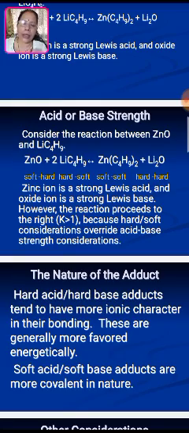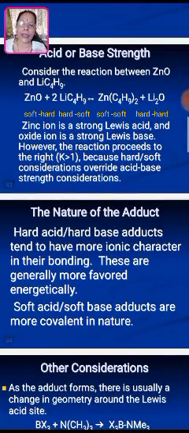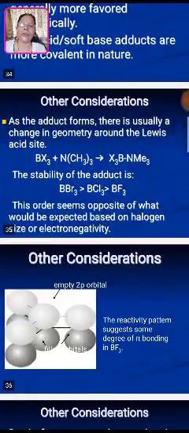Now the nature of the adduct formation: hard acid and hard base adducts tend to have more ionic character in the bonding, and these are generally more favored energetically. Soft acid and soft base adducts are more covalent in nature. There are some considerations as the adduct forms. There is usually a change in the geometry around the Lewis acid site.